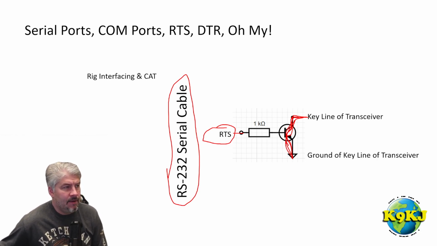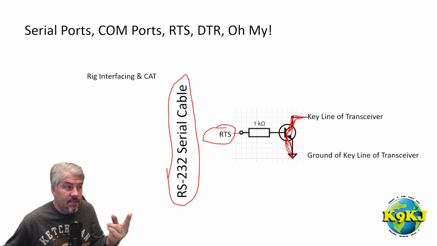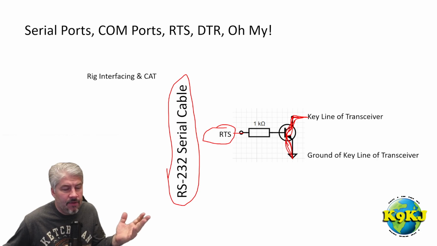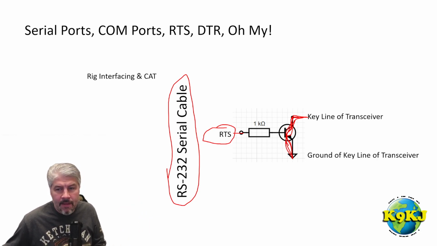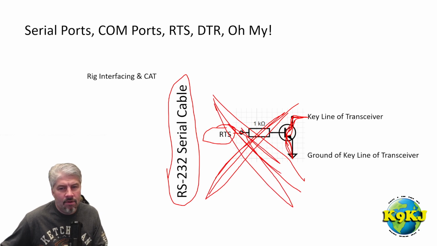So we've got this serial cable. We're using this RTS line, or maybe even a DTR line, whatever you want. It doesn't matter. And you'll see in some of these logging programs, you can select whichever one you want. And we're keying the transceiver. I will tell you straight out that I have made cables without this, and everything's worked fine. I haven't blown anything up.